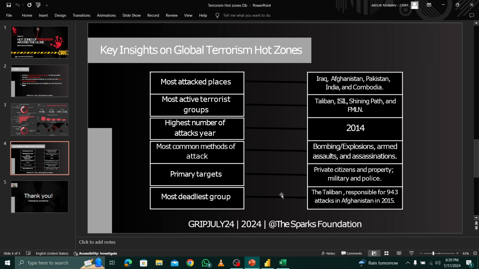The primary targets were private citizens and property. Then there were military and police. The deadliest group was the Taliban, which was responsible for 943 attacks in Afghanistan in 2015. This is according to the year, that in 2015 the Taliban was the deadliest group. So these were the key insights and hot zones of terrorism around the globe.